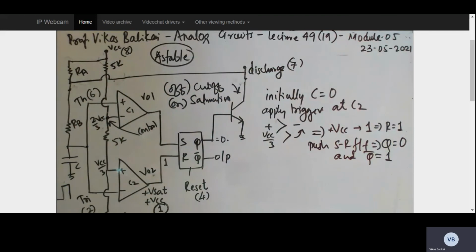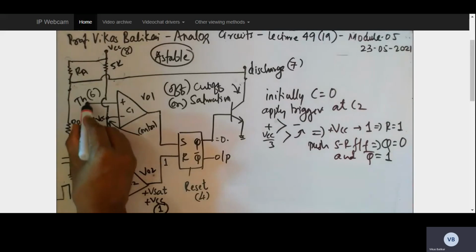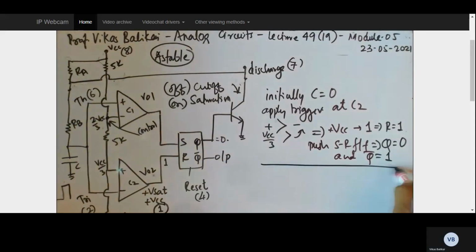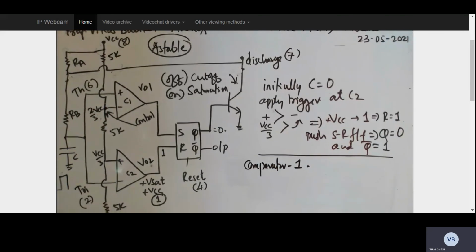Now the capacitor slowly starts to charge, and as soon as the capacitor begins to charge and reaches a voltage of 2 by 3 VCC, this 2 by 3 VCC will come over here to the non-inverting terminal of comparator 1.